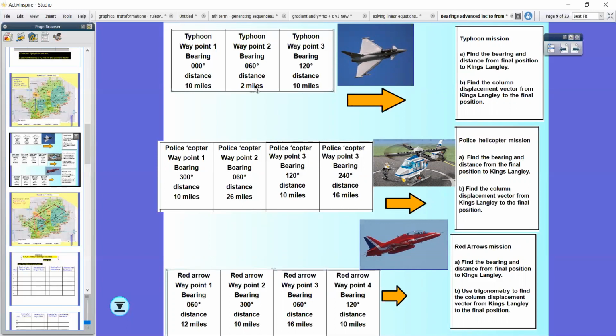So there are 3 levels, if you like, and I've got a little extension task there. You probably won't use this with all classes. Find the column vector displacement vector from King's Langley to the final position. They can do that by measuring a vertical and horizontal distance and then changing it into a column vector. It's a nice way to link it, even if you just show it to the class as a plenary, saying, look, do you remember this? It's nice to link these things up. It seems like maths all jigsaws together.